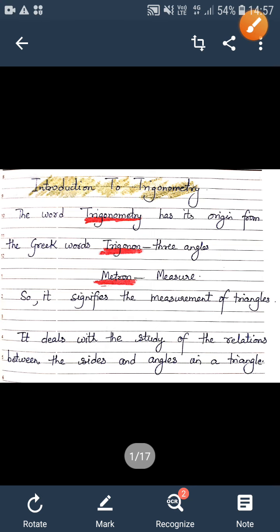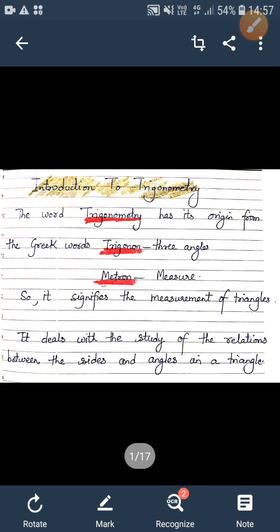Welcome to the session of Introduction to Trigonometry, class 10. Here we will be studying some basic terms and how it originated, what trigonometry is, what its uses are, and how we can find out distances and heights of some very tall objects or very far objects.